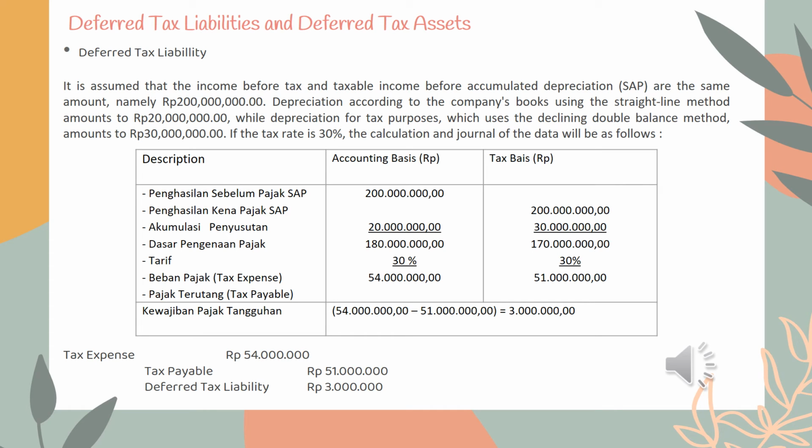Then the tax expense for the book value is 54 million rupiah and for the tax basis is 51 million rupiah. And the journal entry for this case is tax expense in debit 54 million rupiah, and tax payable and deferred tax liability in credit. Tax payable is 51 million rupiah. Deferred tax liability is 3 million rupiah.